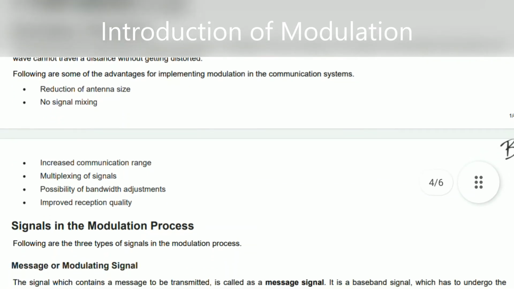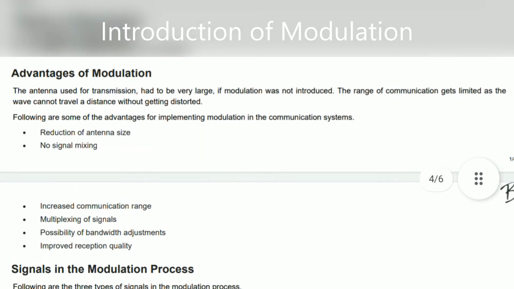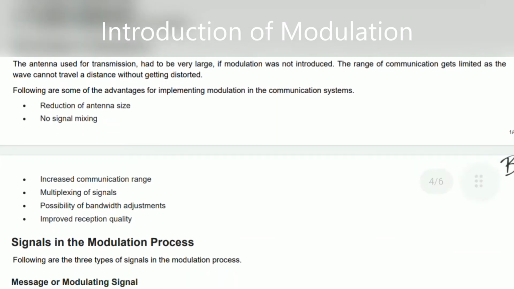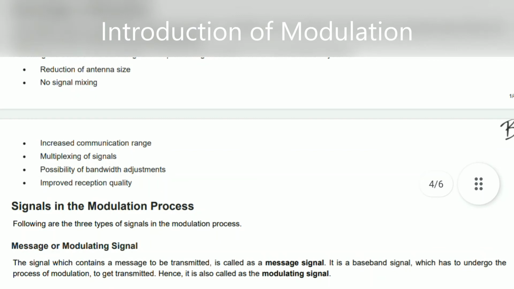Second one is no signal mixing, which means our interference is less. Next is increased communication range, so long distance communication or transmission can happen. Then multiplexing of signals, then the possibility of bandwidth adjustment, where the bandwidth of a signal can be adjusted according to our requirement.